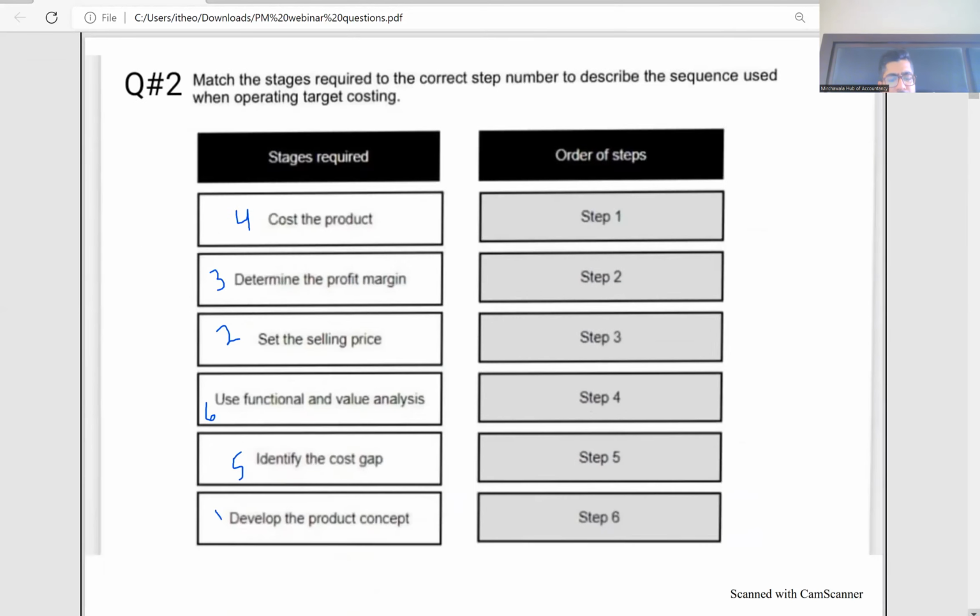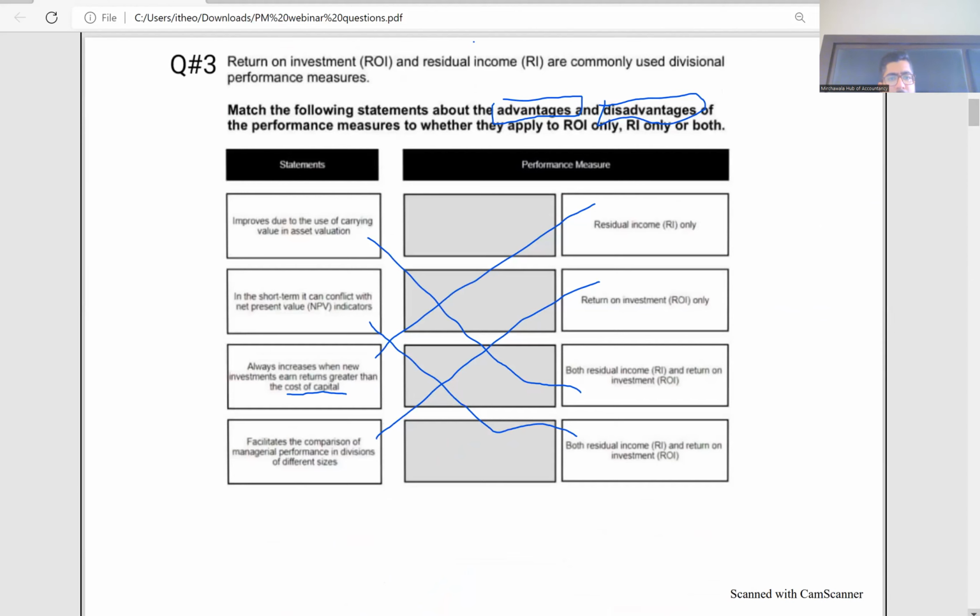Question 2 was very easy, sequence of target costing. Okay, question number 3, simple advantages, disadvantages of ROI and RI: when you use net book value, carrying value, both ROI and RI are affected. Conflict with NPV is a drawback of both ROI and RI. Investment earns return over cost of capital: this is for ROI only because cost of capital is not in ROI, and the fourth one is for ROI.